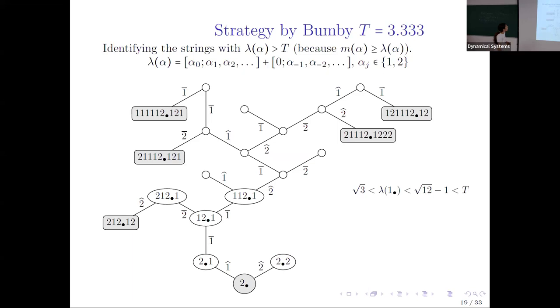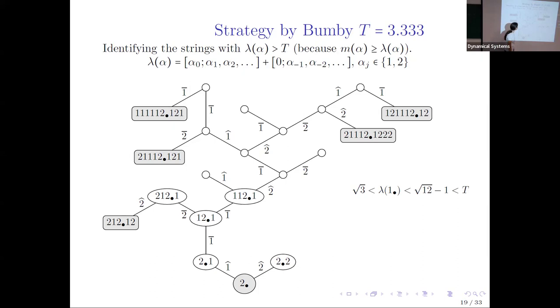Let me start thus. I fix a number, and my number is 3.3333. What we want to do now is look for, or construct, all strings so that the lambda value for all the sequences is going to be bigger than 2. I need to start somewhere. I think that my first digit, in the zero position, should be 2. So I start with 2.